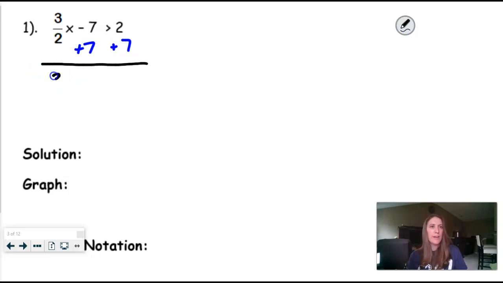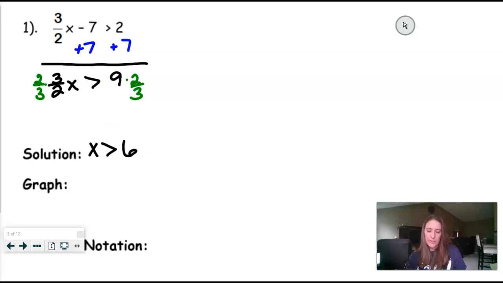So far, we've got 3 halves x is greater than 9. And then remember, a real easy way to get rid of fraction coefficients would be to multiply by the reciprocal if it's just a single number. So I'm going to multiply by 2/3, which you are more than welcome to grab your calculator. So these cancel out to a 1x. I did not multiply by a negative value, so I don't need to flip the sign at all. It's still a greater than symbol. And then this would be 18/3 or a 6. That is the solution, all numbers that are greater than 6.